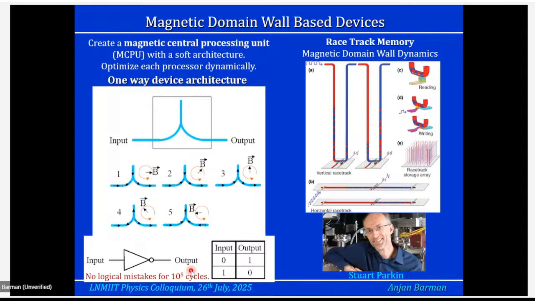Sir, can you explain how these spins are changing from each domain wall? Can you repeat it again, please?